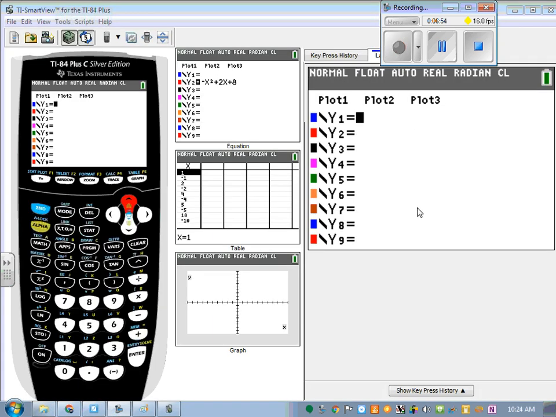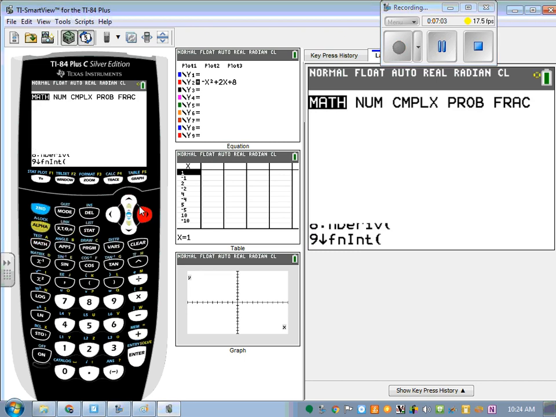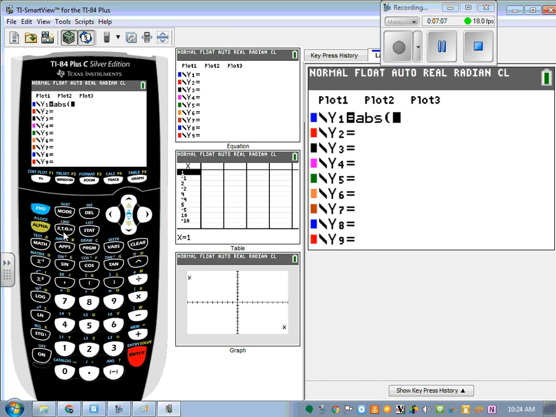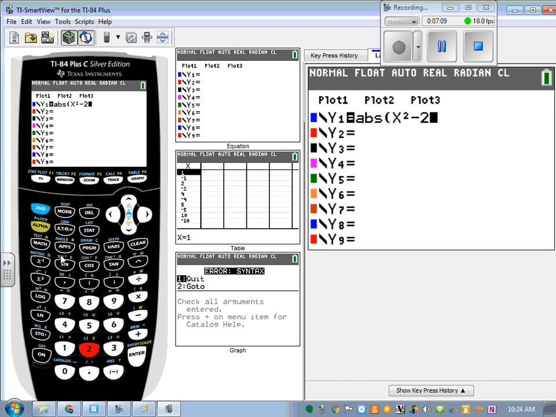Okay, so grab your calculator and we're going to put both sides of the equation in. We showed that in 7.2. So you go to the math menu, over to number. It's the absolute value of x squared minus 2x. That's the left-hand side, that's y1. The right-hand side is just positive 1.